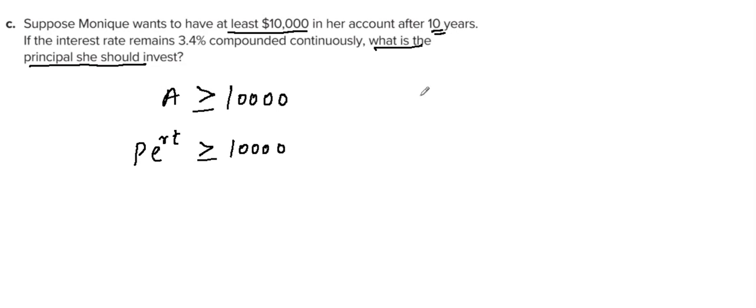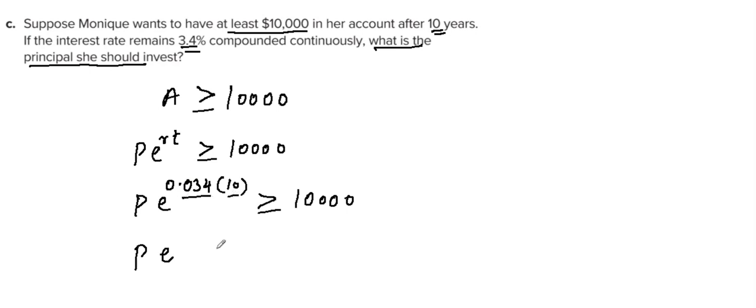Time is given as 10 years. Rate of interest is the same. So let me substitute. We don't know the principal, so principal remains P, e^(0.034 × 10), greater than or equal to 10,000. So now you just need to multiply. When you multiply 0.034 with 10, it will become 0.34.